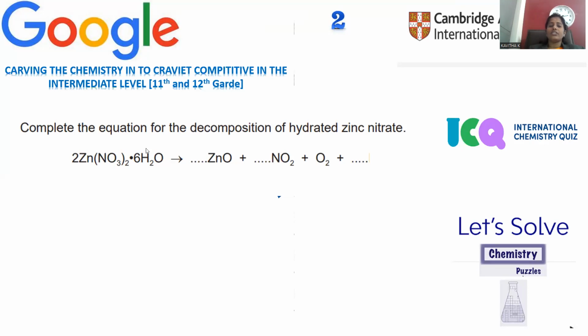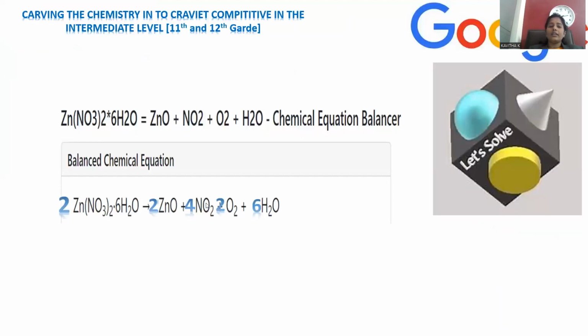So this is the equation: decomposition of hydrated zinc nitrate. Zinc nitrate hexahydrate is to be taken and heated at an elevated, higher temperature, so that it turns into zinc oxide, nitrogen dioxide, oxygen, and one more component we don't know, right? So we have to get the complete balanced equation. In order to get that, we have an equation over there.